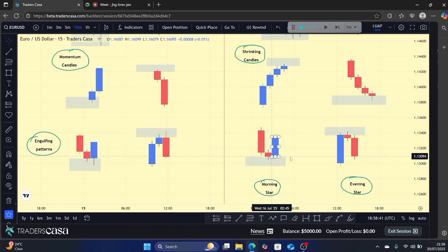So we'll need more. And this indecision candle, by the way, can be of any color, the color does not matter. It can be bearish or bullish, the color does not matter.